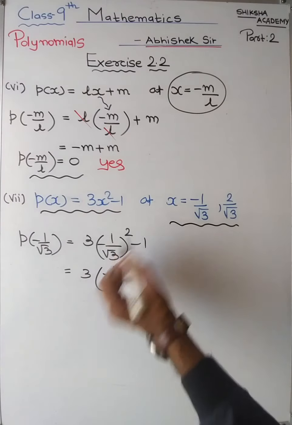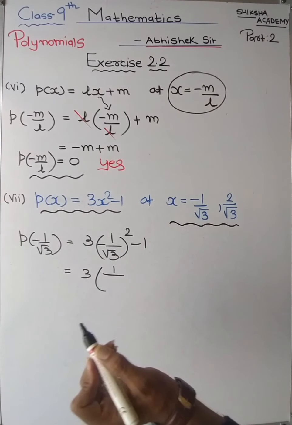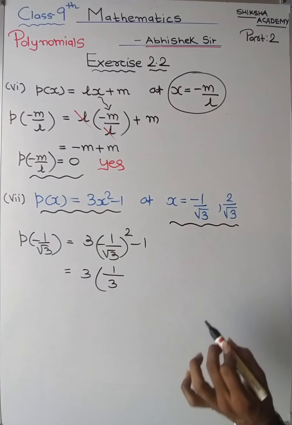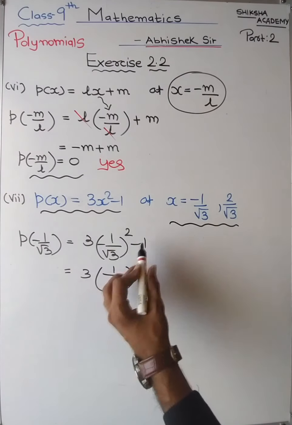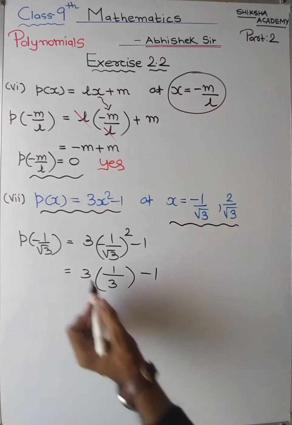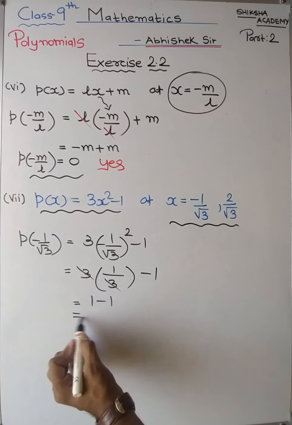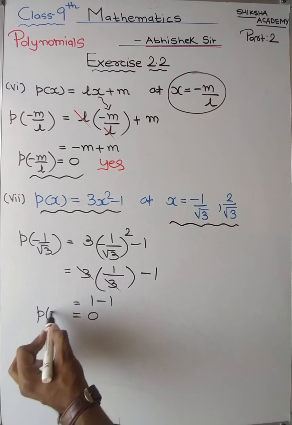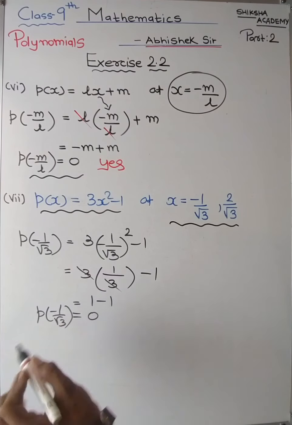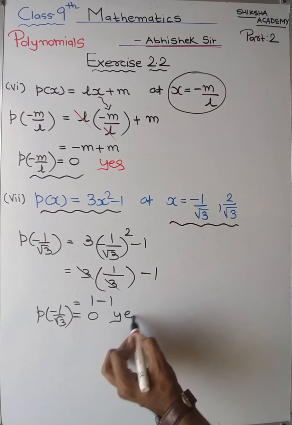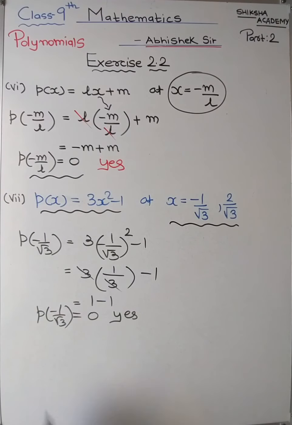What is root 3 square? Always, if you multiply a root with the same root, you get the number itself. So root 3 square is 3, minus 1. Now 3 and 3 will be cancelled, so it is 1 minus 1, and that is 0. See, it was very easy. Don't worry about the roots. So here we will write yes, it was the 0 of the polynomial.